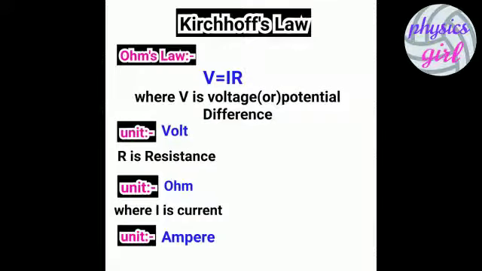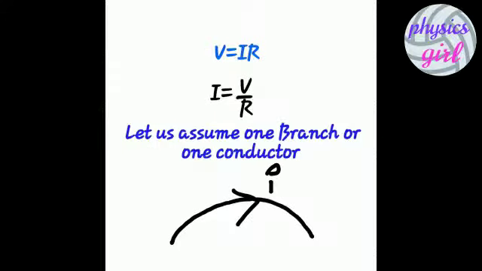We know Ohm's law: V is equal to IR, where V is voltage or potential difference. The unit of voltage is volt. R is resistance, and the unit of resistance is ohm. I is current, and the unit is ampere. I is equal to V by R.